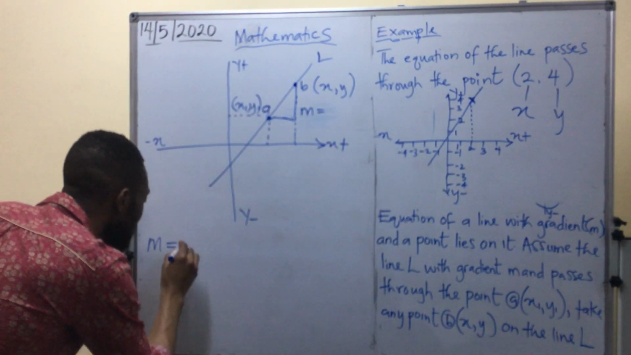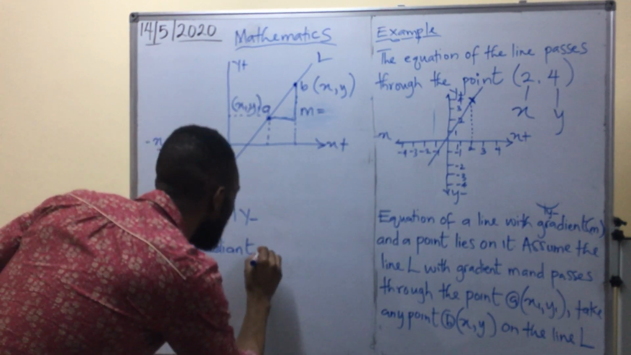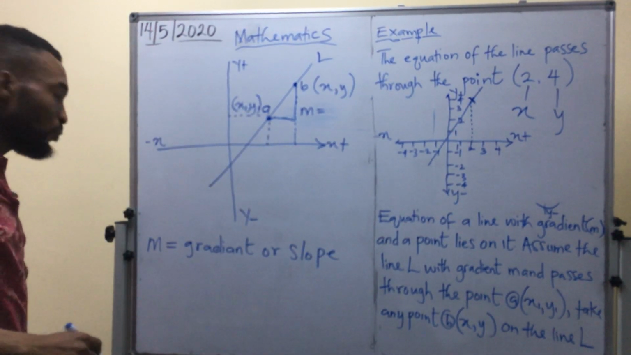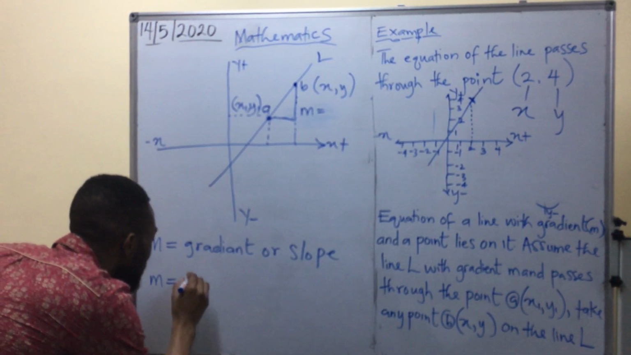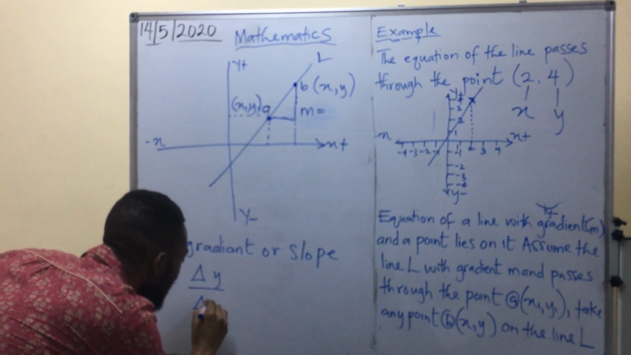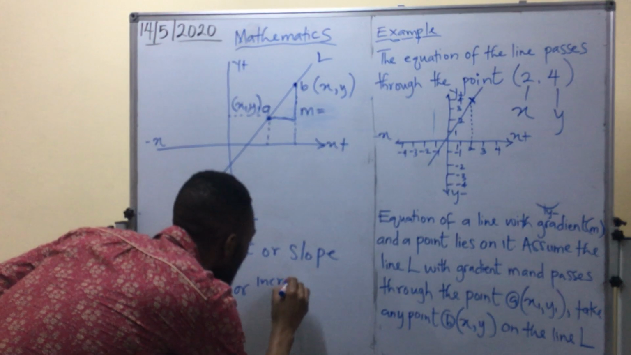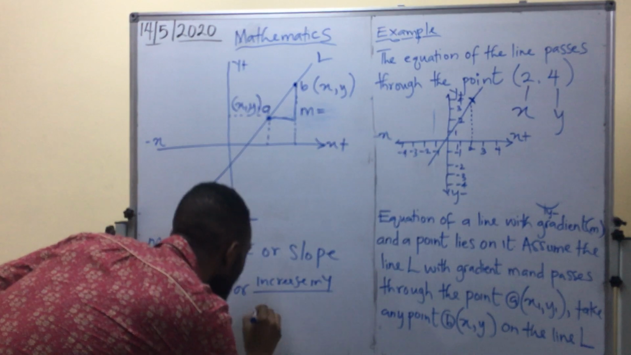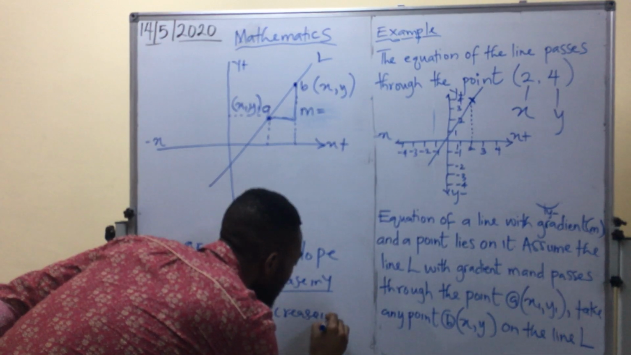And it's equal to gradient or slope, which can be represented as m is equal to change in y over change in x, or increase in y over increase in x.